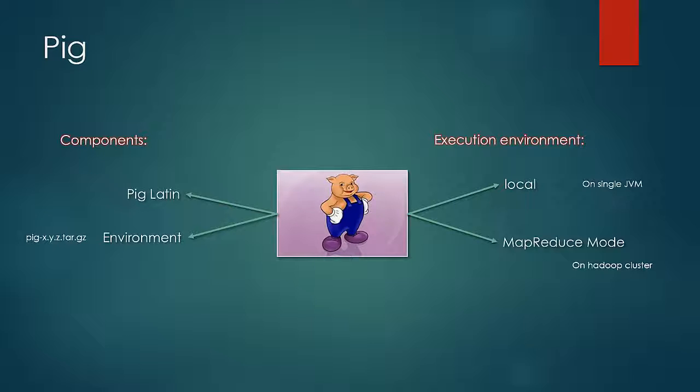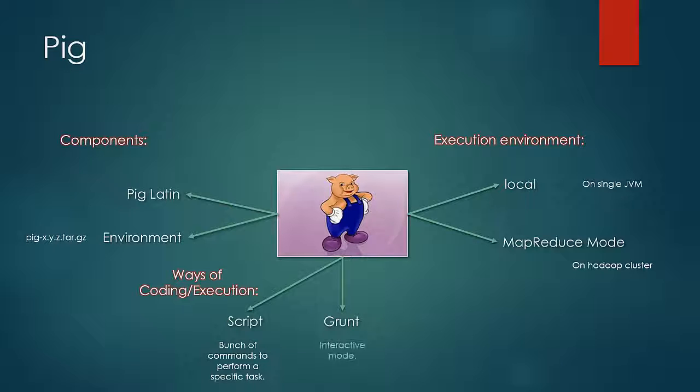There can be three ways in which Pig Latin can be coded. Firstly, it can be coded as a script, where a bunch of commands are coded to perform the functionality. Pig script files end with the .pig extension. Then there is Grunt mode, which acts as an interactive shell for running Pig commands. Then there is embedded mode, where Pig commands can be embedded into a Java program.